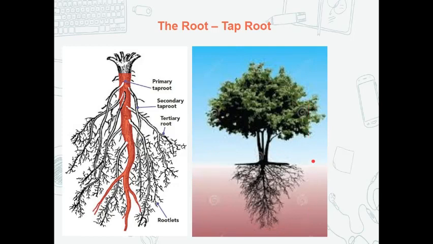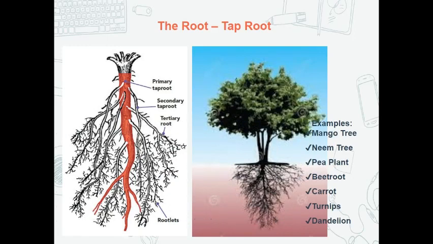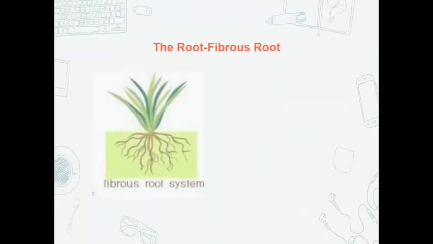Do you know any examples of plants or trees which have the taproot system? Mango, neem, pea plant, beetroot, carrot, tulips, and dandelions. I think you mean turnips, don't you? Turnips, yes. Very good. Let us look at the fibrous root system.